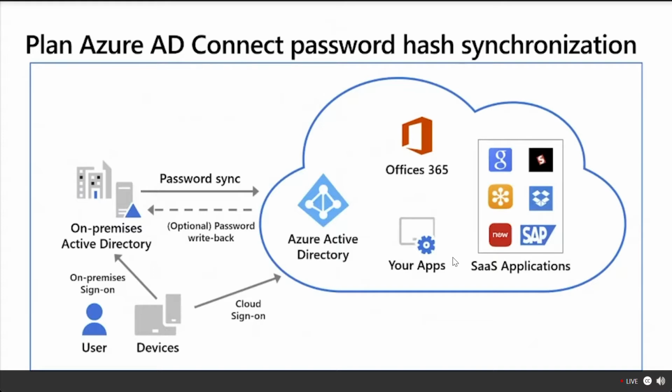With PHS, you actually have the ability to filter which accounts are synchronized and whether or not to synchronize the hash version of user passwords. So keep in mind, this is the simplest way to enable authentication for ADDS identities in Azure AD.